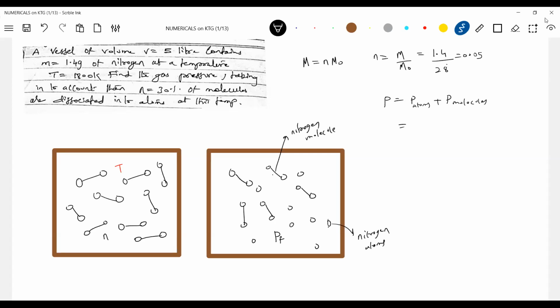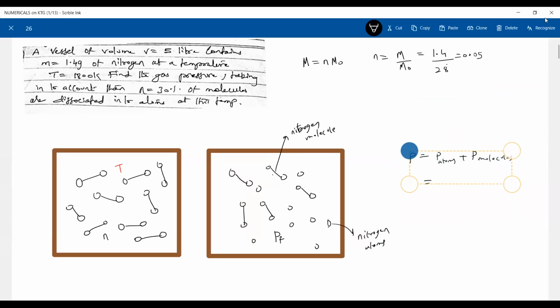Can we calculate the number of atoms that have undergone dissociation? 30% of this. One nitrogen molecule, if it breaks up, gives how many atoms? 2, no? Shall we take it like this? 0.05, 30% of that you calculate. Or we can do it another way.